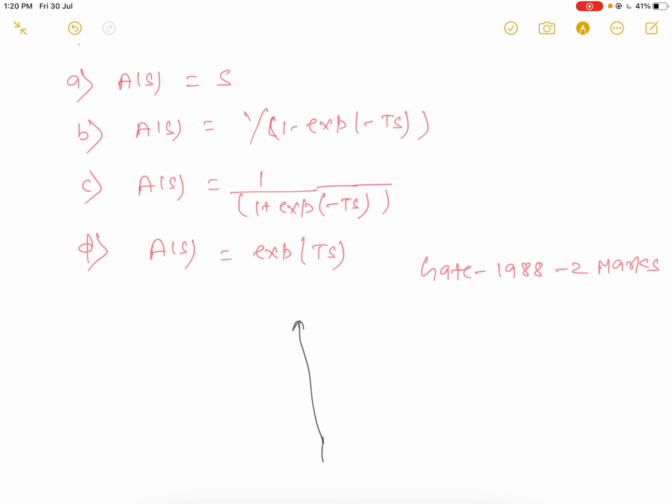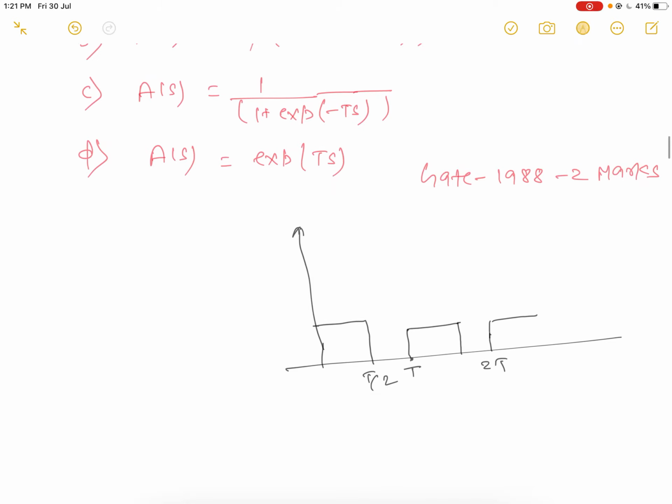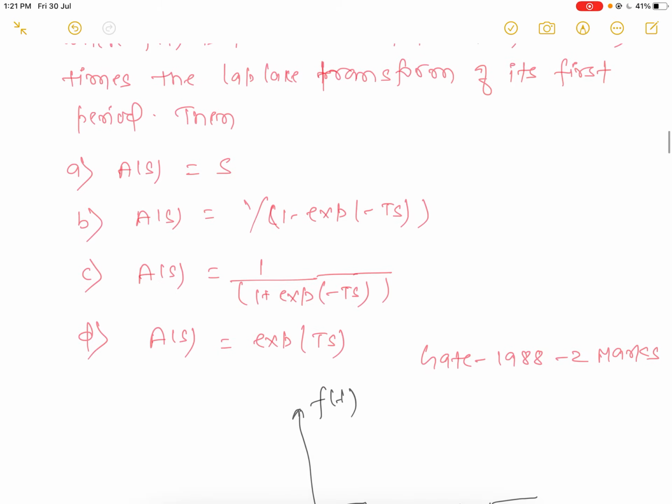Let us consider a signal where T, this one is T by 2, then 3T by 2, 2T. It's periodic. Okay, so then what will happen, your signal is defined from 0 to T, and after that the next signal is started. So this one is the gate function, and we can solve the problem with the gate function.